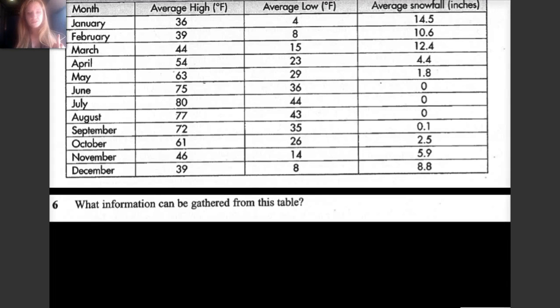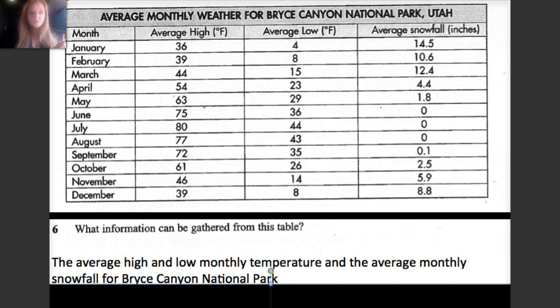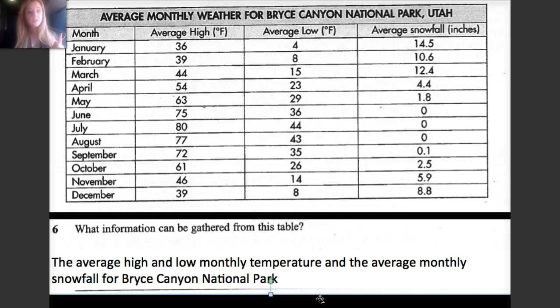All right, so what information can be gathered from this table? Oh, I can answer that now because I read the table. So we can find average high and low monthly temperature and the average snowfall from Bryce Canyon National Park. And I specifically wrote Bryce Canyon National Park because that's the only place where this information is about.